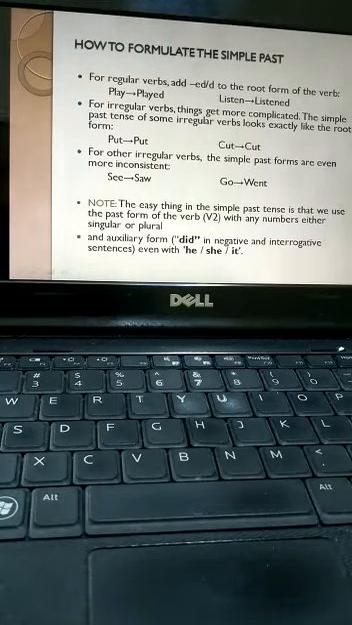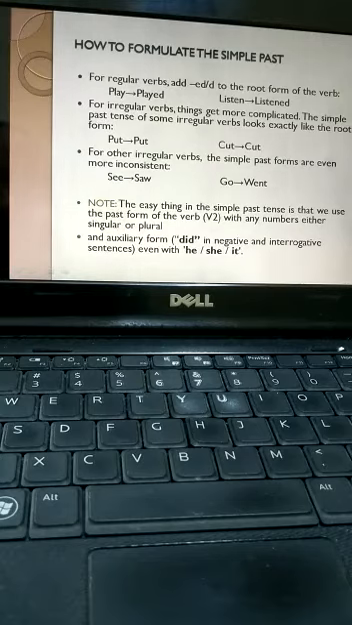Now some other irregular verbs, the simple past forms are even more inconsistent or irregular, like see becomes saw and go becomes went. But what is important here, the easy and good thing in the simple past tense, is that we use the past form, that means the second form of the verb, with any number, either singular or plural.